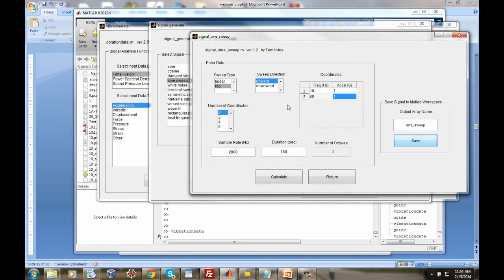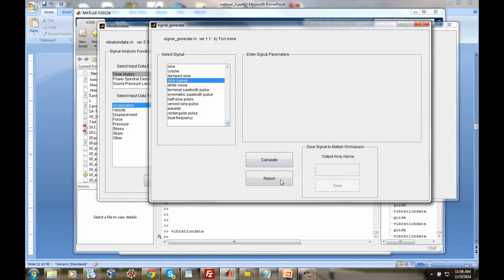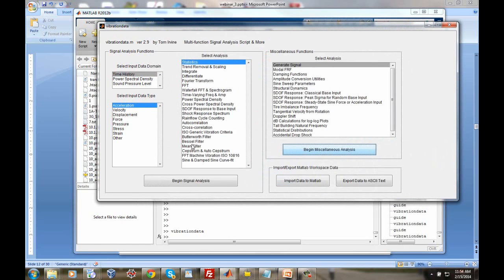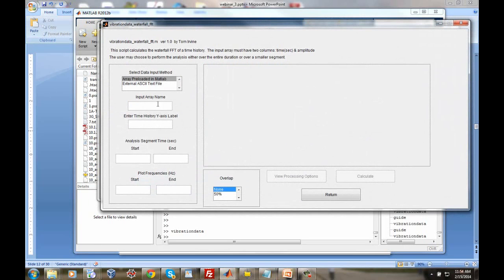Now there's a number of things we can do with this sine sweep, and I'm going to do a Waterfall FFT, Fourier transform. And later on we're going to be talking about Waterfall FFTs in earnest. But let's go ahead and start using it right now just for fun. Waterfall FFT under Select Analysis. We have our array preloaded in Matlab. It's called sine_sweep. It's acceleration G.